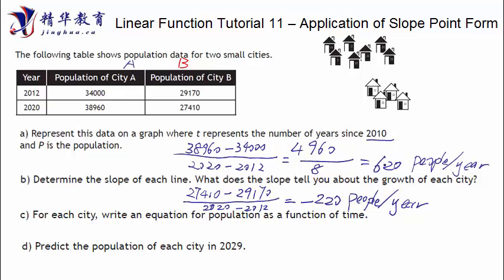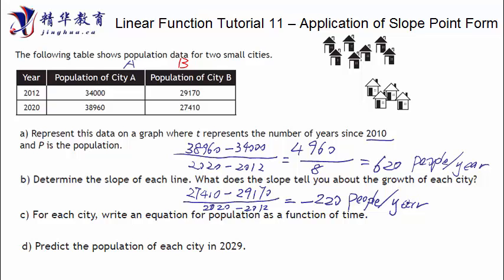The slope is telling you that city A is increasing by how much, how fast: 620 people per year. That means every single year there are 620 more people in city A. And for city B, every single year they're losing 220 people. That is what the slope means. Slope means how fast the population increases at certain times.